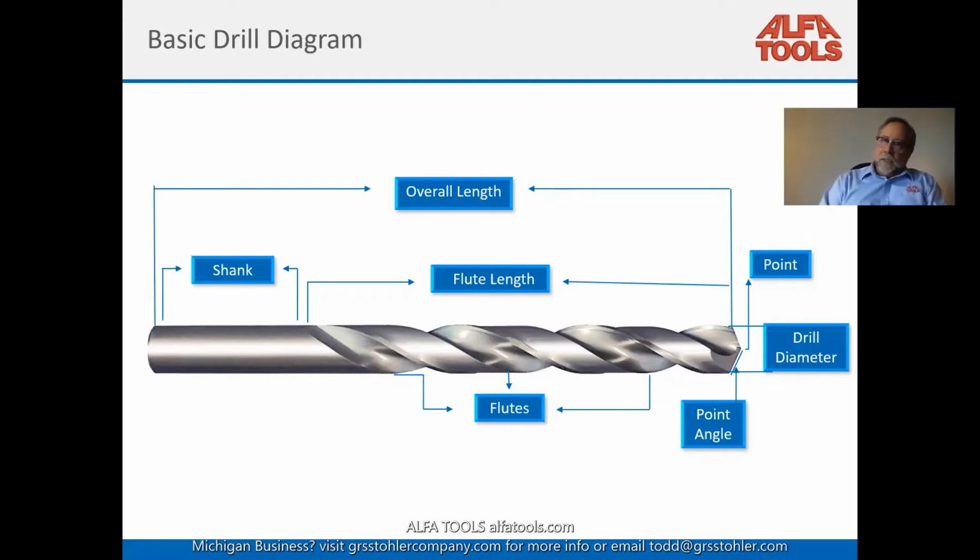So the shank is on the other end. Between the shank and the point is the flute length, the flutes and how long the flute is, the point angle, the degree of the angle, and the point diameter. This is your basic drill. So let's continue on.